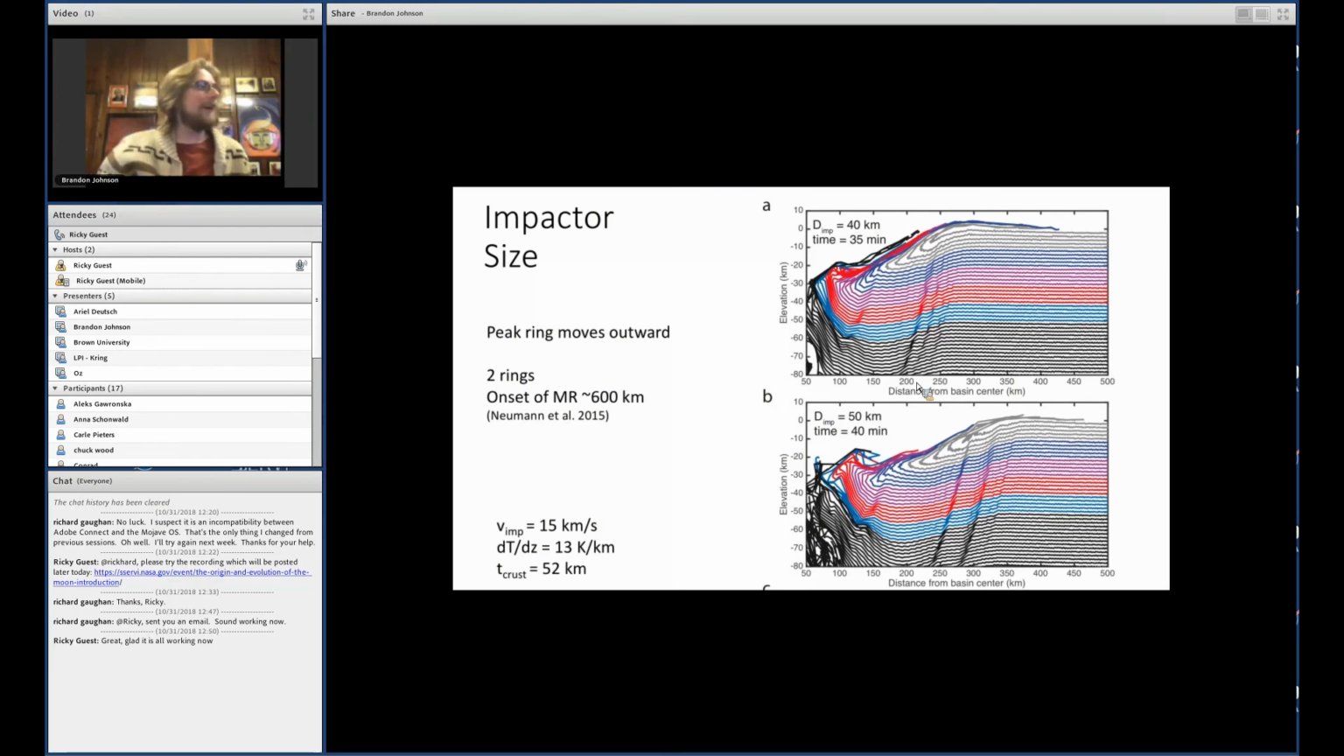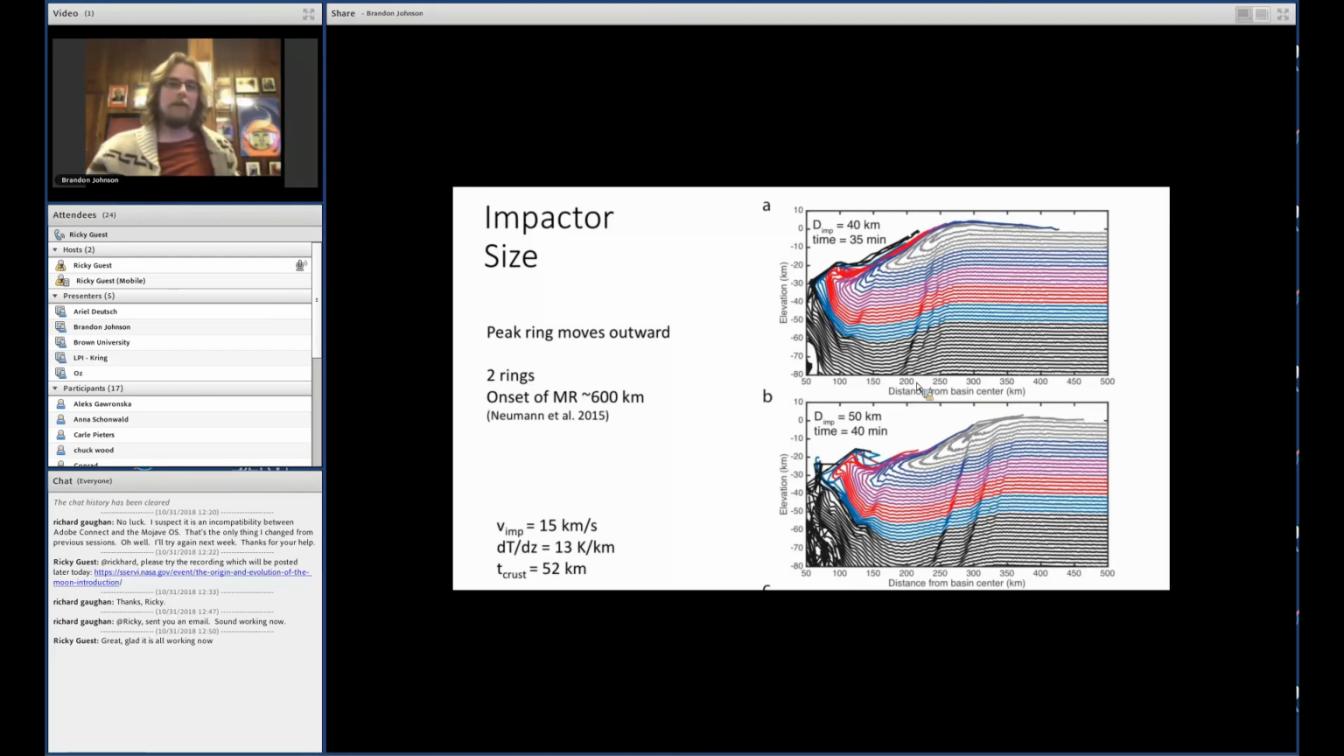Okay, so I went fast enough, so I have enough time to get to the more recent stuff that I really wanted to get to. This is showing the effect of impactor size on the formation of these basins. This is an impact velocity of 15 kilometers per second, a surface thermal gradient of 13 Kelvin per kilometer, and a crustal thickness of 52 kilometers here. The reason why I keep telling you about the thermal gradient is because the depth where you get warm, weak material and the thickness of the lithosphere are really important parameters in the formation of these rings.